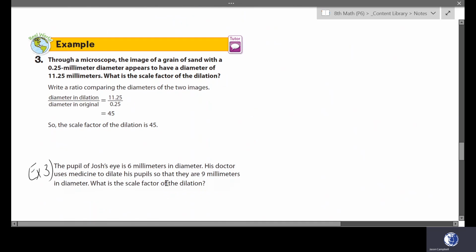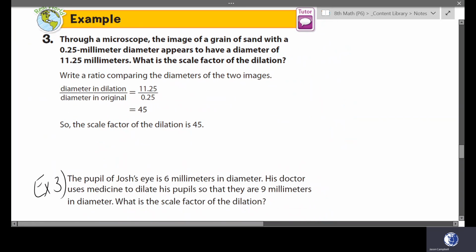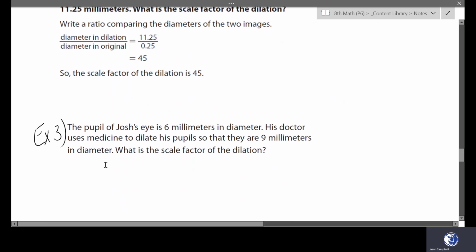Let's look at example 3. It says, through a microscope, the image of a grain of sand with a 0.25 millimeter diameter appears to have a diameter of 11.25 millimeters. What is the scale factor of the dilation? So write a ratio comparing the diameters of the two images. So the diameter in the dilation over the diameter in the original is equal to 11.25 over 0.25, which is equal to 45. So the scale factor of the dilation is 45.